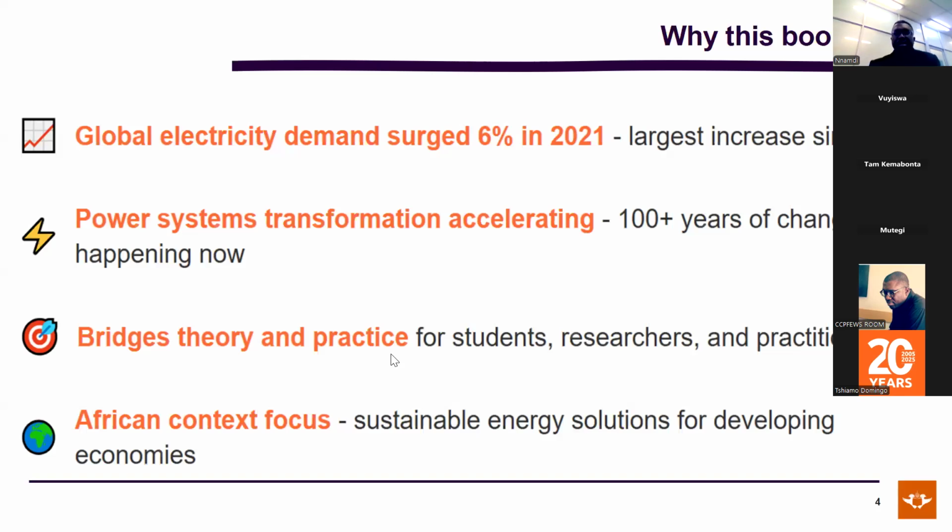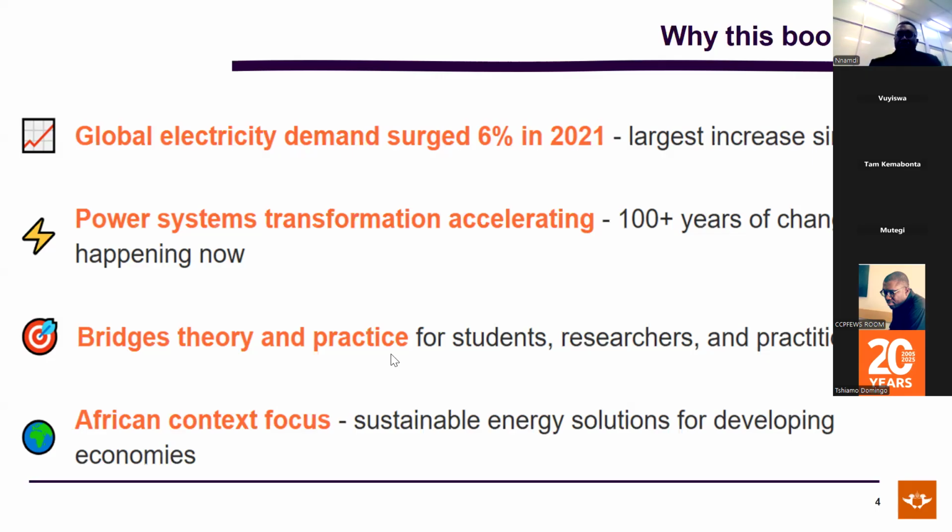Second, power systems change, like I said, is accelerating like never before. You have 100 years of incremental change compressed essentially into a few decades, arguably into a single decade. Innovations that used to take decades to implement in times past are now happening in months. And these two drivers have created a critical gap between academic theory and industry practice in power systems. Researchers are busy developing sophisticated algorithms, but practitioners need practical guidance on how to implement them. Our book seeks to bridge this gap.